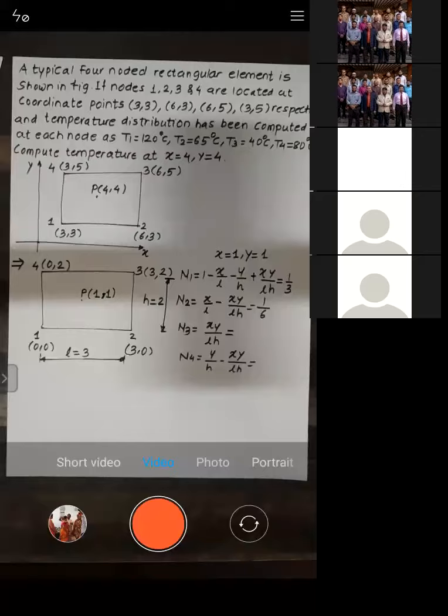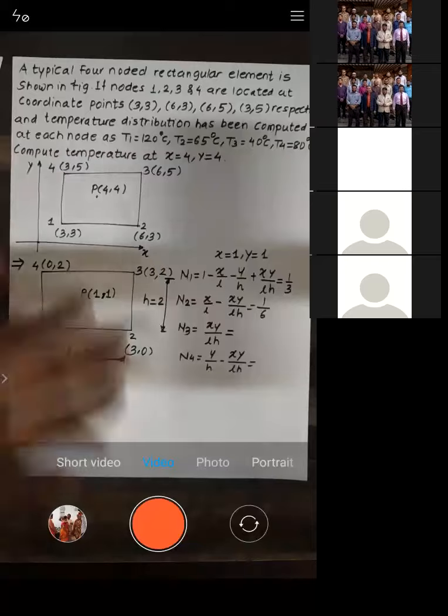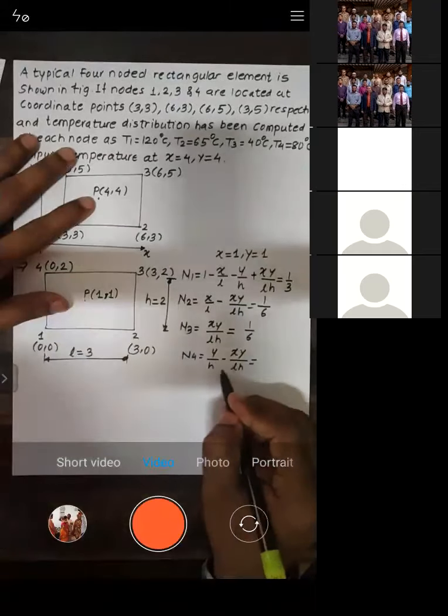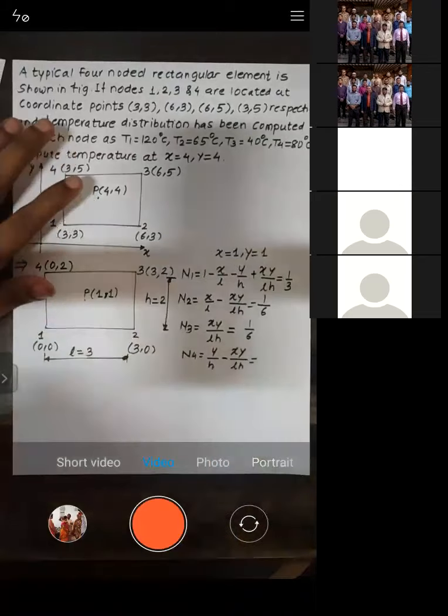Let me know what is the value of N3. X is 1, Y is 1. So it is 1 by 6. Okay, so this will come as 1 by 6. Then what is y by h minus xy by LH? Do that.